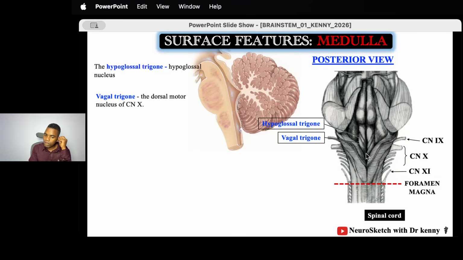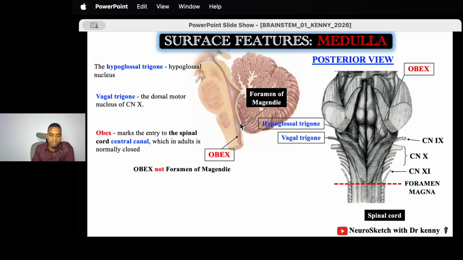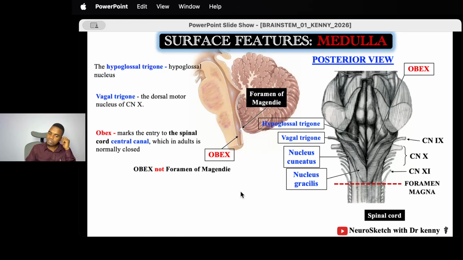But the posterior surface will also have an opening here, the entrance to the central canal of the spinal cord, which is called the obex. As I've said, the obex marks an entrance to the central canal of the spinal cord, and it is not the same as the foramen of Magendie. The foramen of Magendie is how the cerebrospinal fluid leaves the ventricular system to go to the subarachnoid space. They are different, and you should not confuse them in the exam.